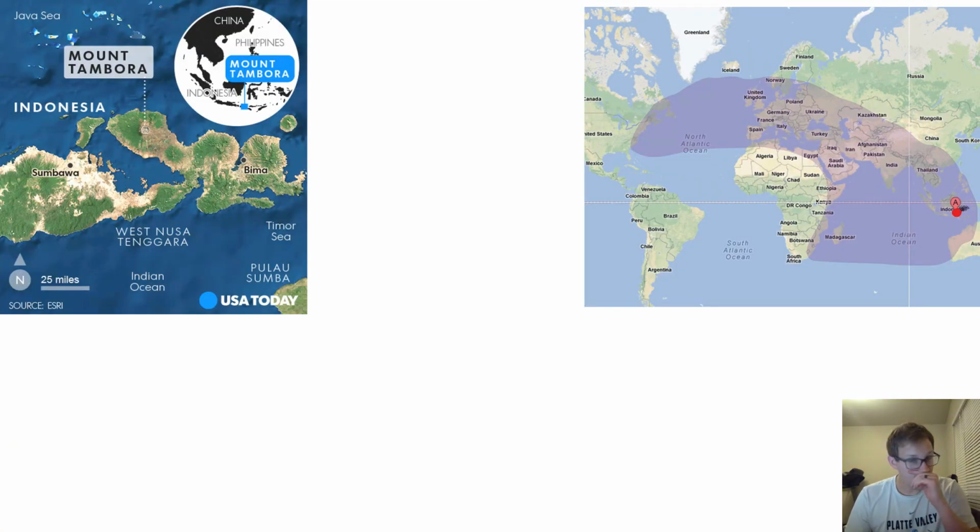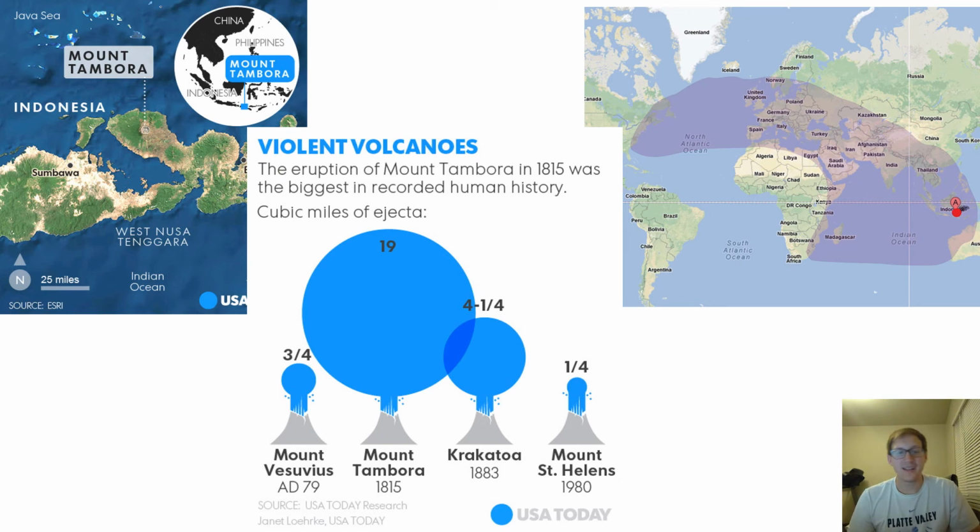Okay, one of these examples is Mount Tambora, which was a volcano in Indonesia. It erupted in 1815. And just to give you a scale, we talked about Mount St. Helens when we were doing volcanoes. This is way greater than Mount St. Helens. This was the biggest eruption in human history that we know of, in recorded human history.